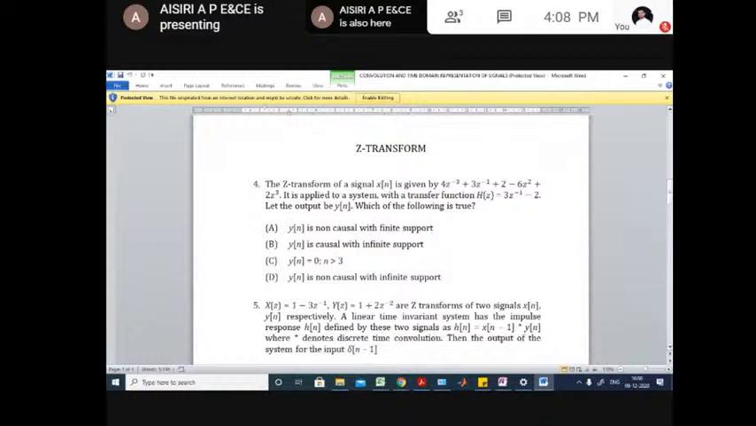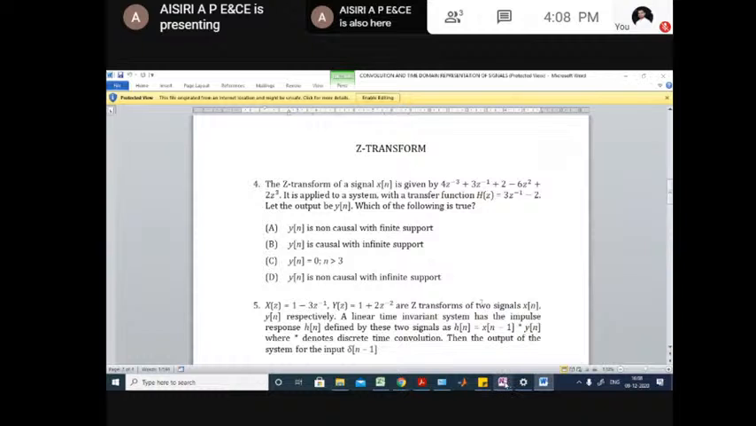So we'll take up problems from Z transform. It is given that the Z transform of a signal x of n is 4z to the power of minus 3 plus 3z to the power of minus 1 plus 2 minus 6z square plus 2z cube. It is applied to a system with transfer function h of z equal to 3z to the power of minus 1 minus 2. Let the output be y of n. Using this transfer function and x of n, which of the following statements is correct related to the output y of n?